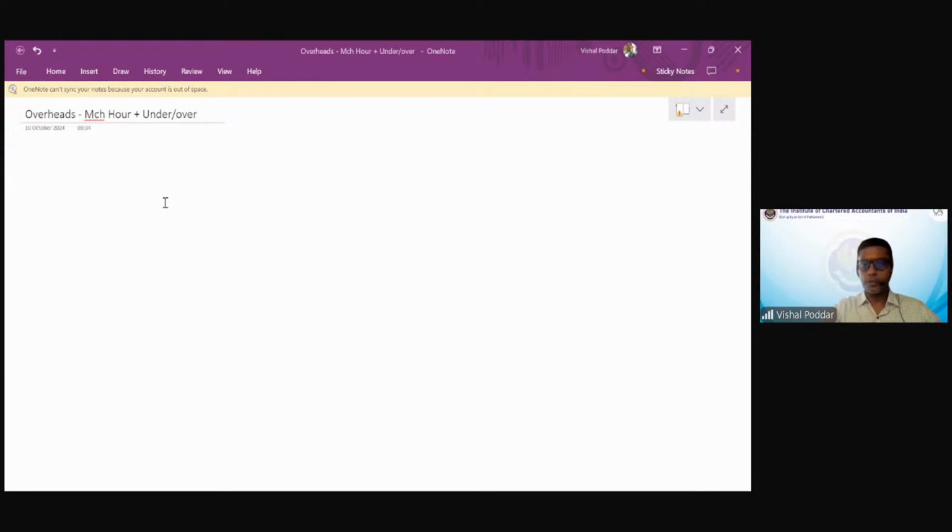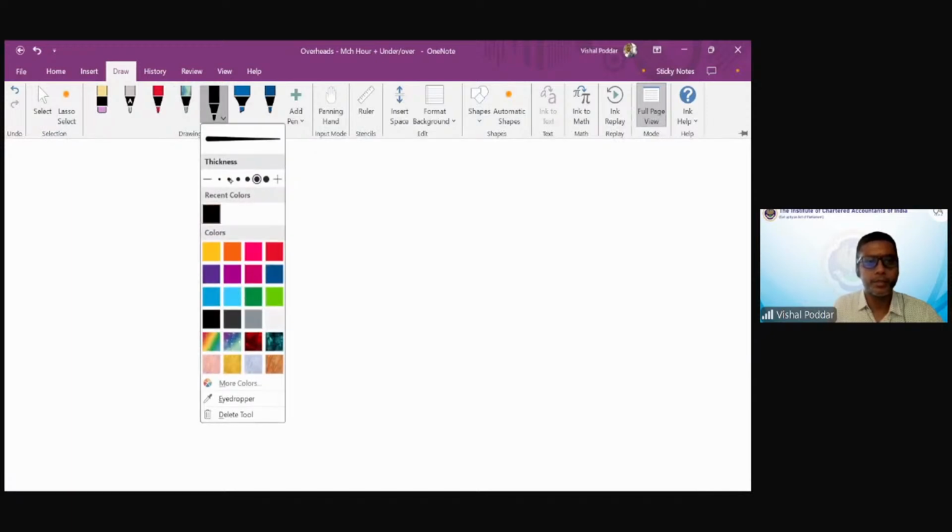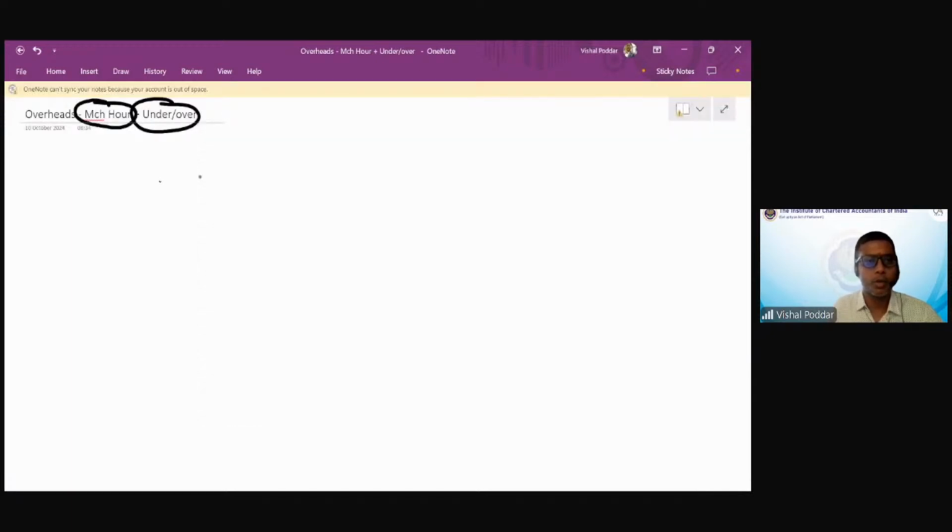Now once we have understood all the aspects in overhead chapter, let me take you to the last two more aspects. The first one is machine hours. The second one is the concept of under or over absorption. Now what is this? Let us try and understand. So, machine hours and under or over absorption.